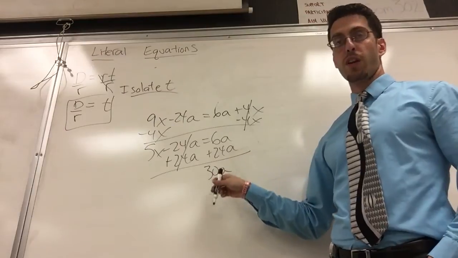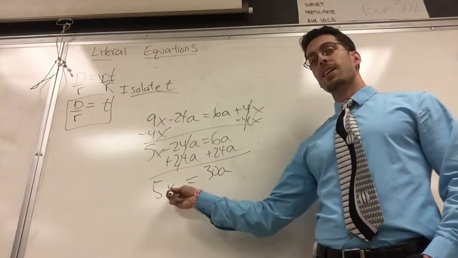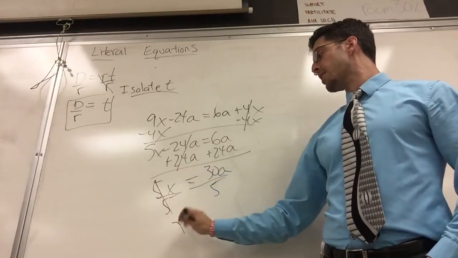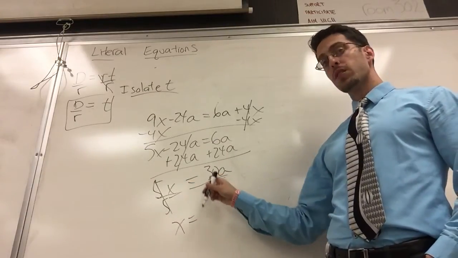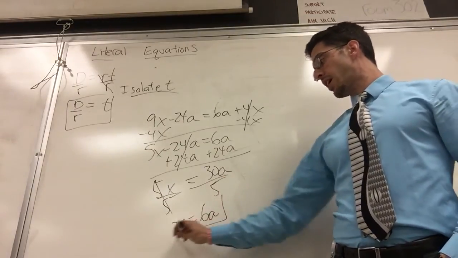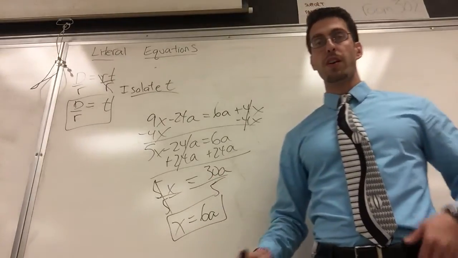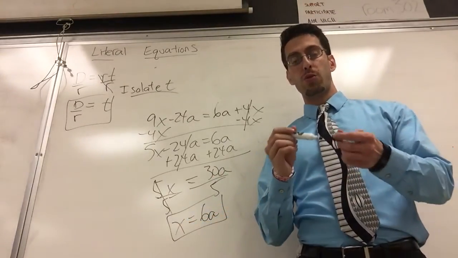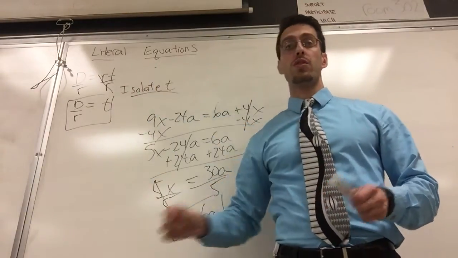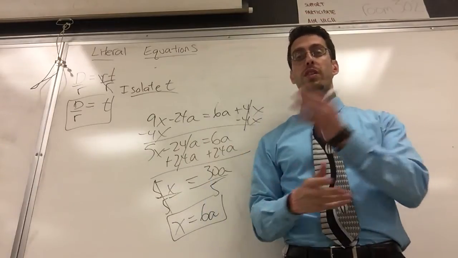6 apples plus 24 apples is 30 apples. 5x drops down. Equal sign drops down. Got x alone. Almost. Divide by 5. X is alone, and you are allowed to divide the coefficient. 30 divided by 5 is 6a. 30 apples divided by 5 friends, 6 apples per friend. Now you know how to manipulate literal equations. Not solving them, you're not getting an actual value, you're just moving stuff around.